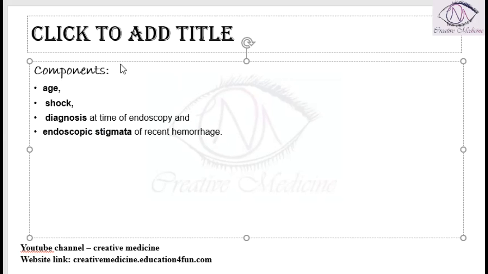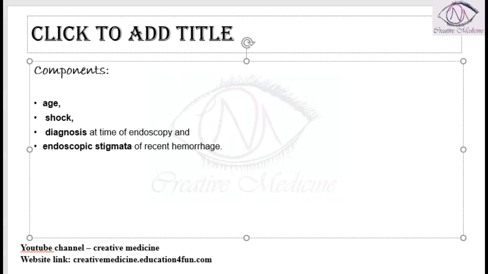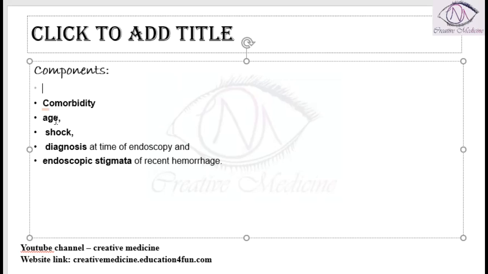So components are, before age we also have comorbidity. If the patient has any comorbidity, then age, shock, diagnosis at the time of endoscopy, and endoscopic stigmata of recent hemorrhage. So these are the components.